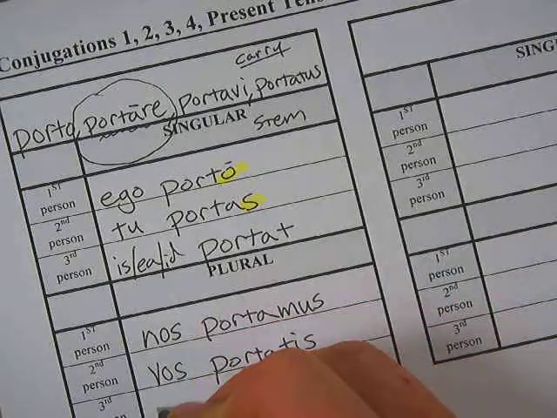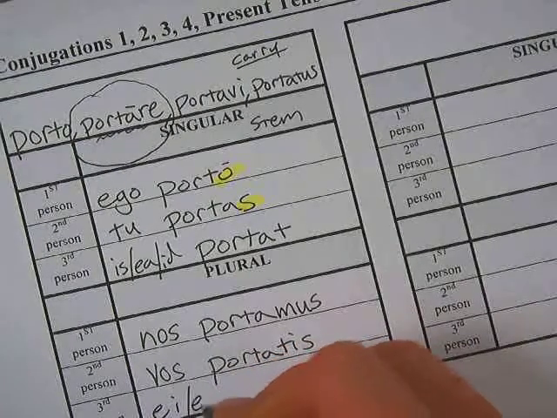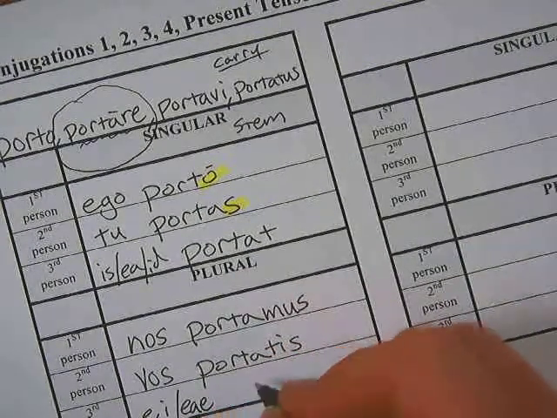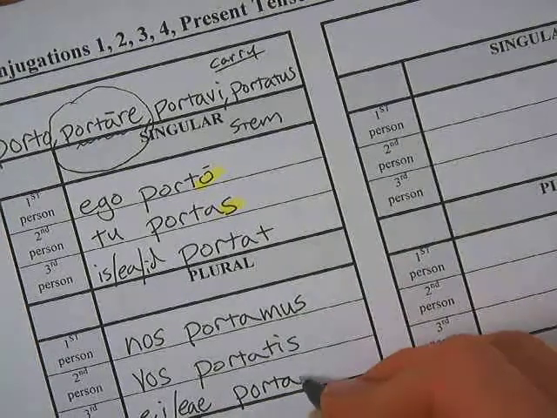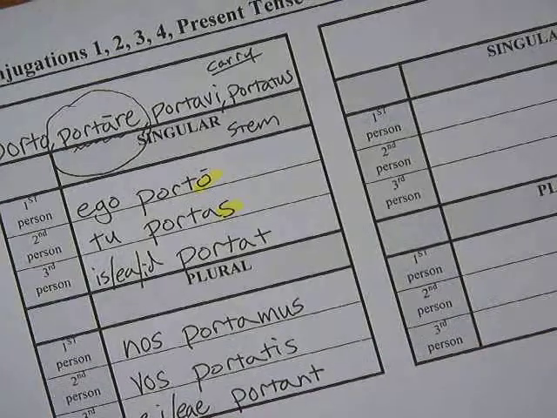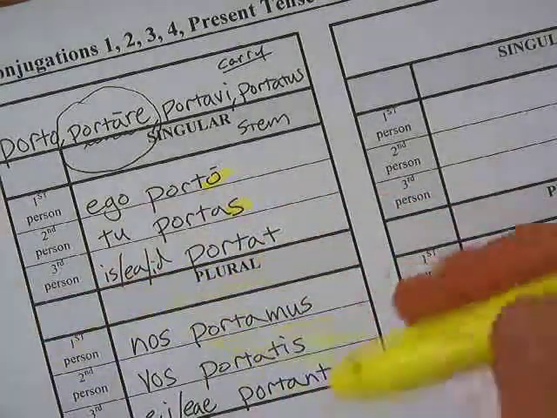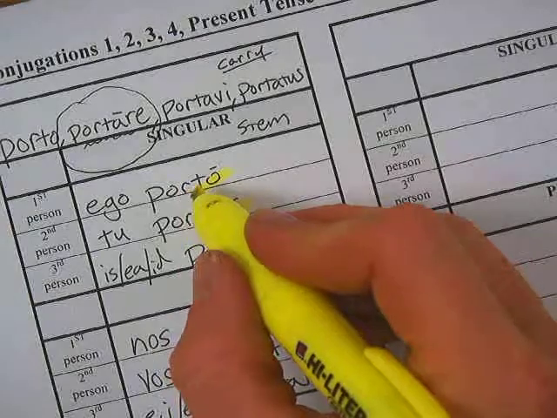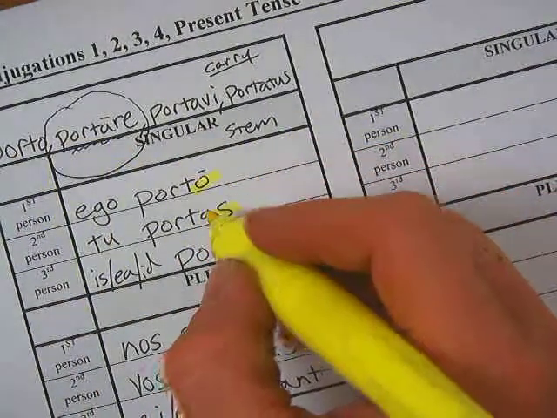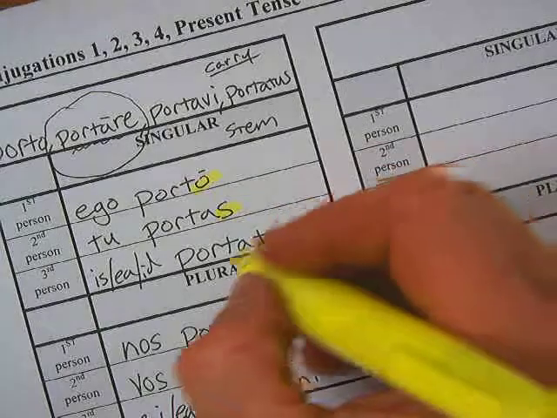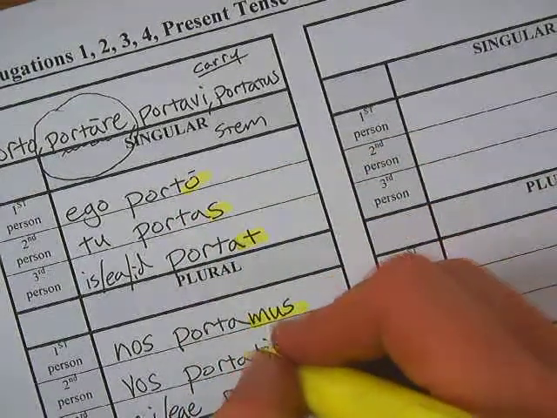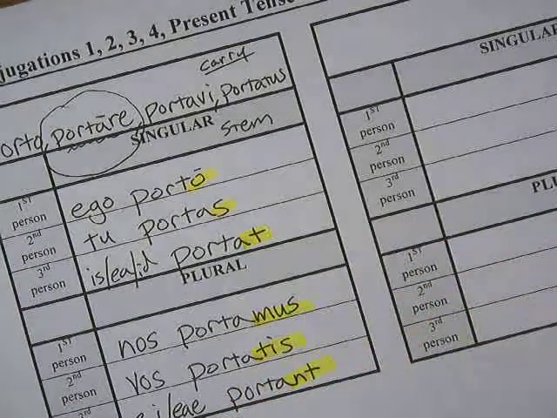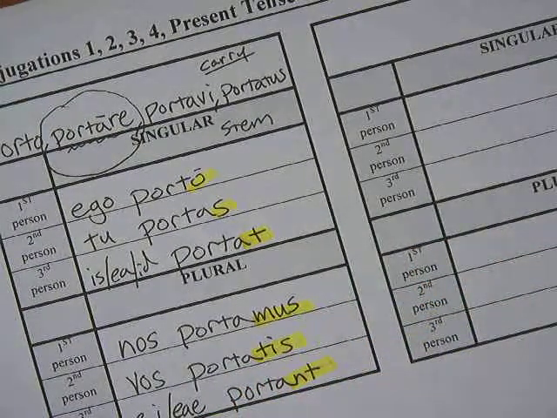Porta, and the ending is -tis, portatis. And for third person, you say ea, or ei, they, or they feminine, and it's porta and it's -nt, portant. So the way it works is the first one is porto, it's right there, and then you use the stem, porta, and you add the endings: -o, -s, -t, -mus, -tis, -nt.